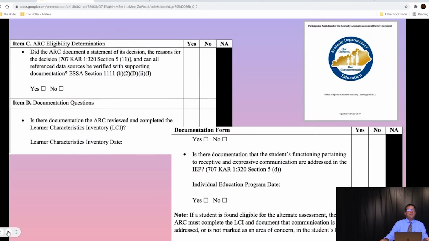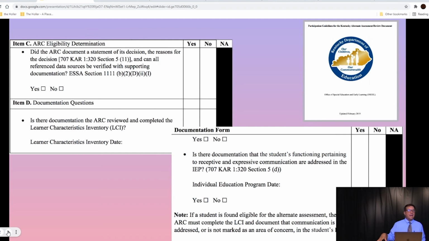So item C, did the ARC document a statement of its decisions, the reason for the decisions? Now again, this is your scoring guide. This is what you're looking at. And look at item C here. Did we have a statement in the ARC documentation in the conference summary that all the reasons for the decisions were made and can be backed up by referenced data sources and verified with supporting documentation?